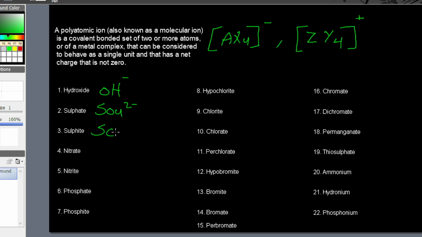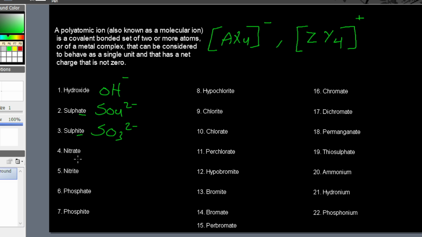Sulfite is one oxygen less, right? So SO3, 2 negative. As we can see here, the sulfate ends with the suffix ate, and the sulfite ends with the suffix ite because it has fewer oxygens. When you have more oxygens, you add the suffix ate. When you have fewer oxygens, you have the suffix ite. When you have, for example, a nonmetal such as sulfur connected with oxygen, you have two options. You have to add either ate or ite, and it depends on the number of oxygens in this polyatomic ion.